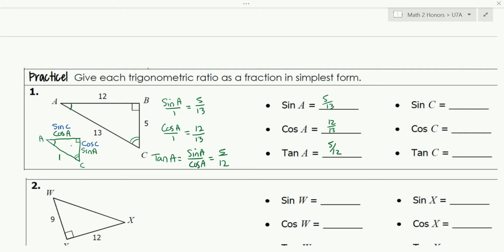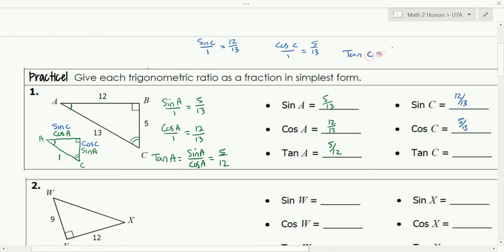So if I want the sine of C, I would say, well, sine of C over 1, in my picture, goes with what? Over what? 12 over 13. And if I do cosine of C over 1, that's going to give me 5 over 13. And if I want tangent of C, that's the sine over the cosine, which would be what over what? 12 over 5. Okay, that's what we mean by sine, cosine, and tangent. They're ratios of side lengths.